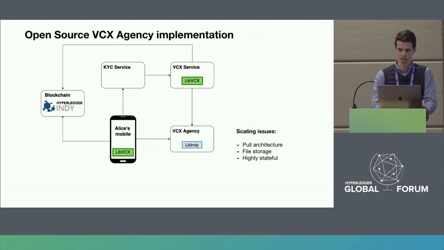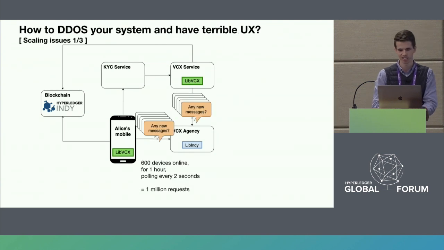So the polling architecture: if you want to DDoS your system, make sure to include a polling model in your system. At first, there was no other way around this agency than to constantly keep querying it, whether it has any new messages. So even if you have just 600 devices online for 1 hour and you try to pull new messages every 2 seconds, that's 1 million requests in an hour, and I find it's very unnecessary.